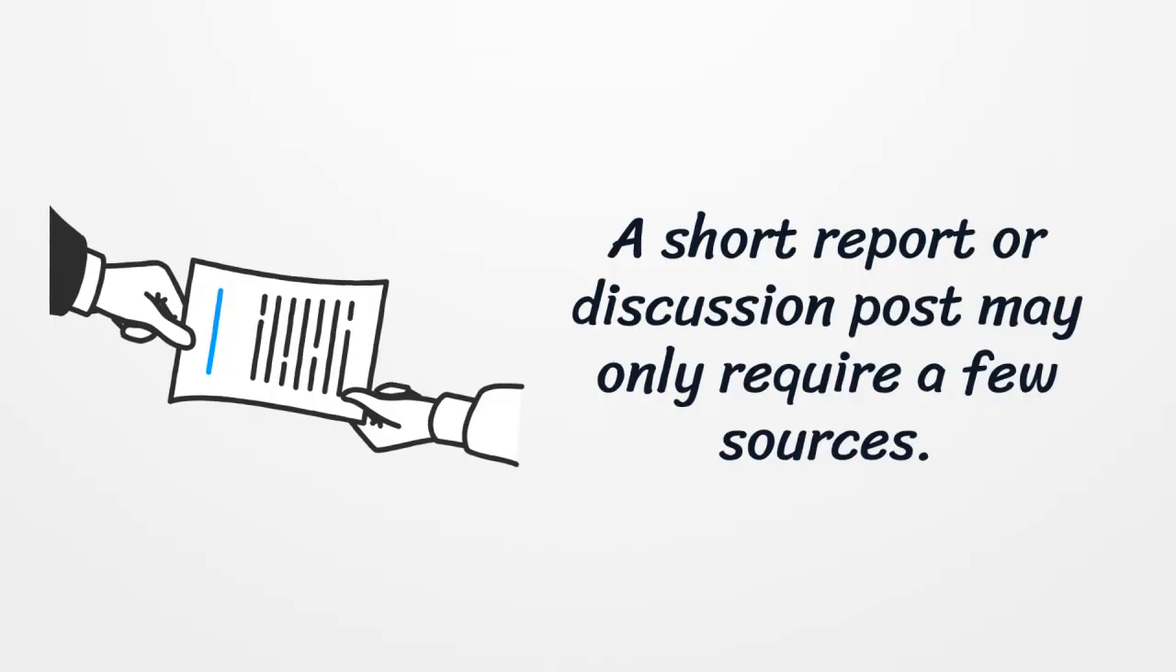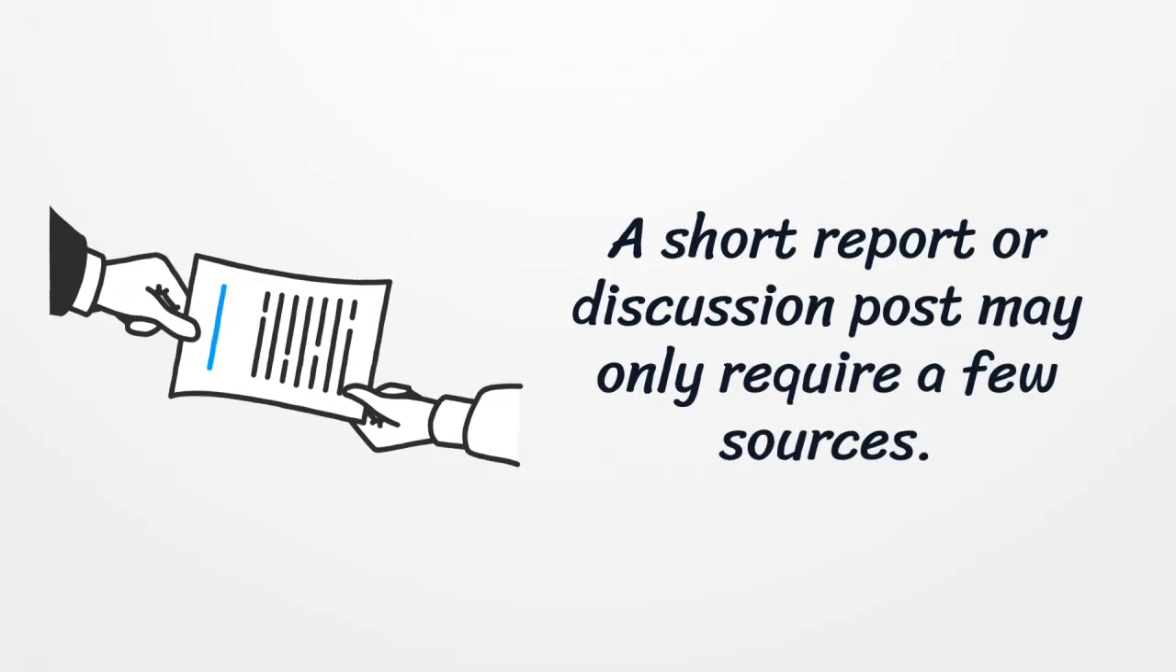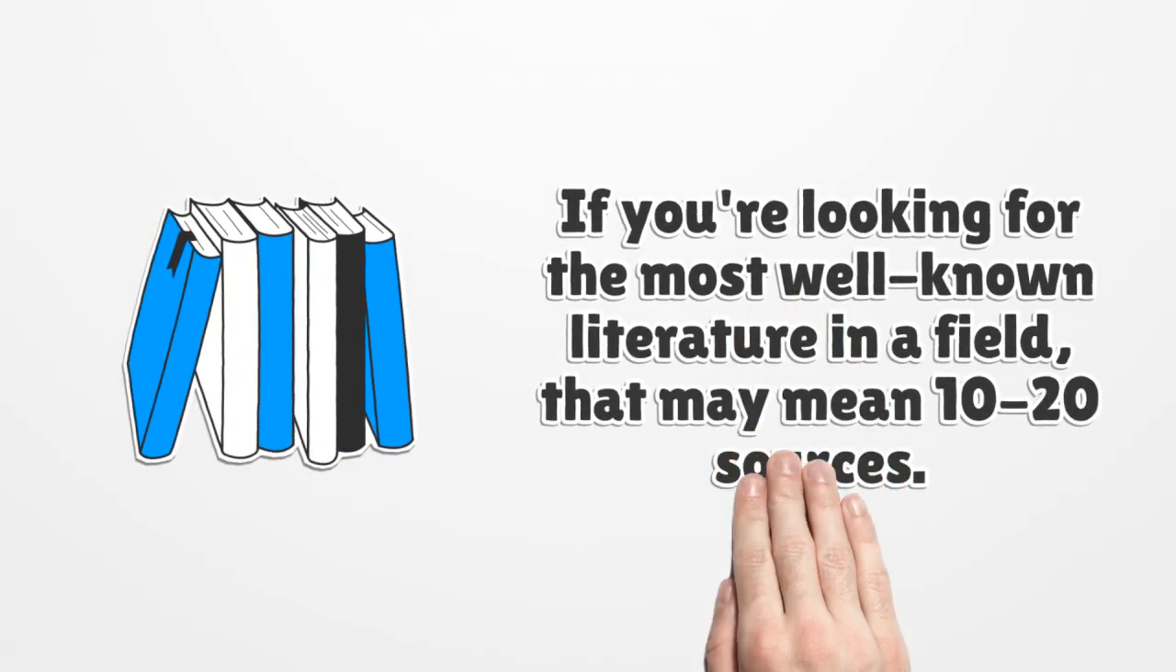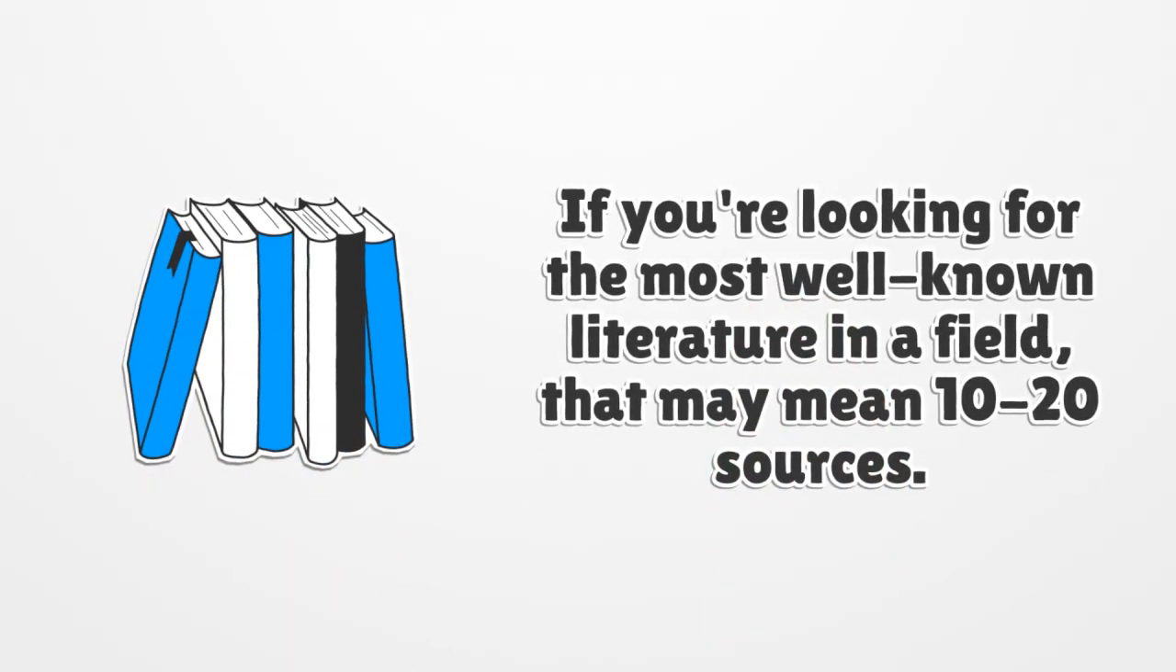If your project is a simple report or discussion post, a few sources will probably be enough to support your writing. If your job is to find the most authoritative or leading information on a topic, you will probably need to look for more than a few articles. One way to tell how authoritative an article is is to see how many times it's been cited. If many other researchers have cited it, that's a good indication that it's an authoritative source.